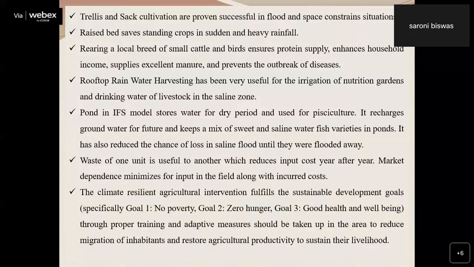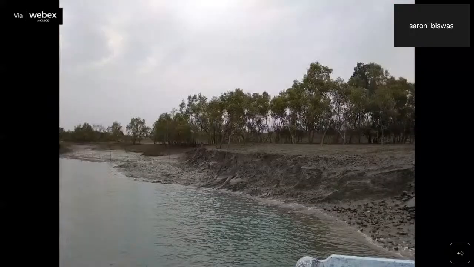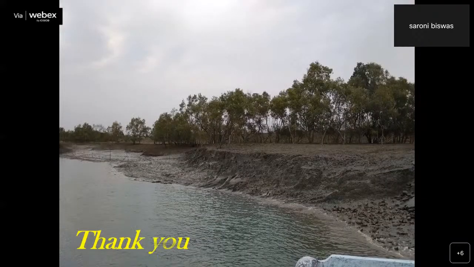And finally, if we go on with these interventions, then the climate resilient agricultural interventions will fulfill the sustainable development goals, specifically goal 1, goal 2, and goal 3. So that's all. Due to the time constraint, I was just trying to wrap it up. So that's all.